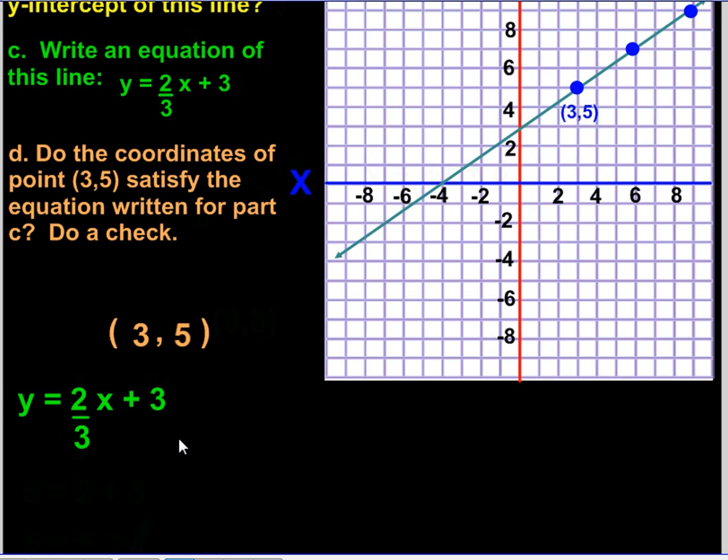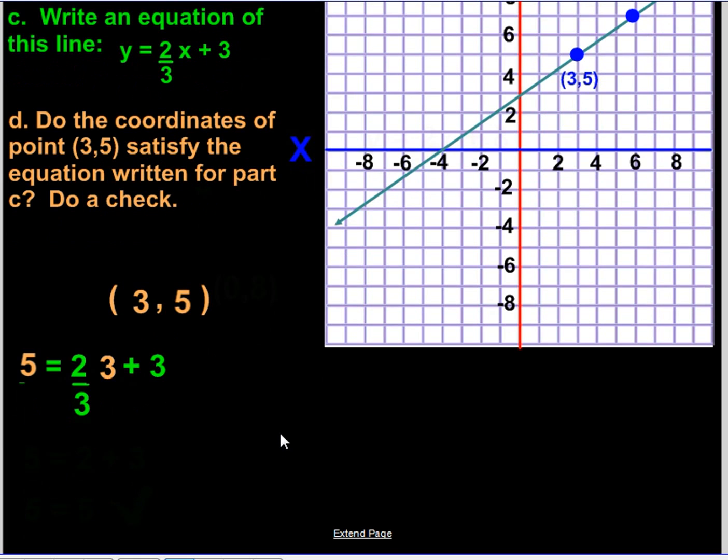There's the equation. I can simply plug in 3 for x, 5 for y, and my 3's would cancel out. Which would then bring me to 5 equals 2 plus 3. Which is 5 equals 5, and since that is true, my check works out.